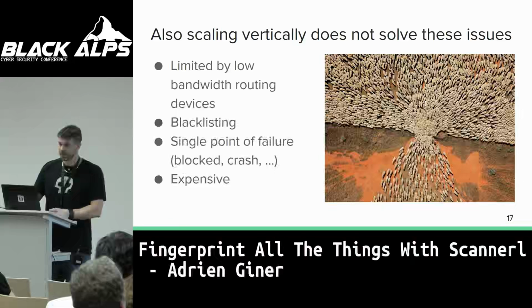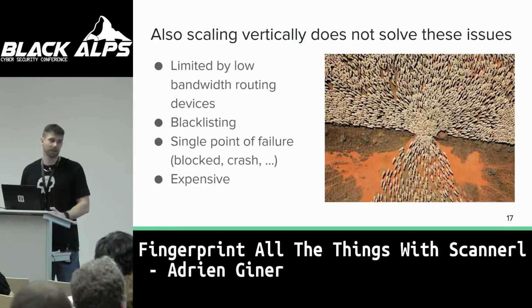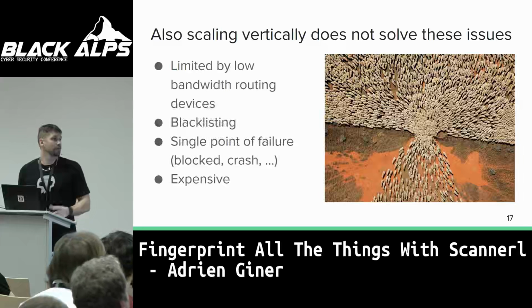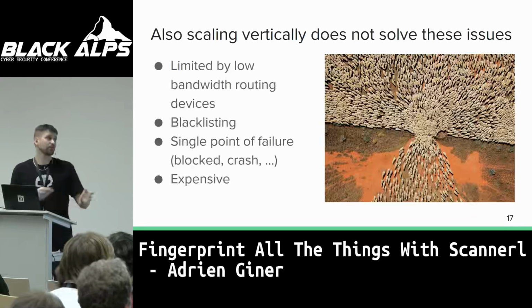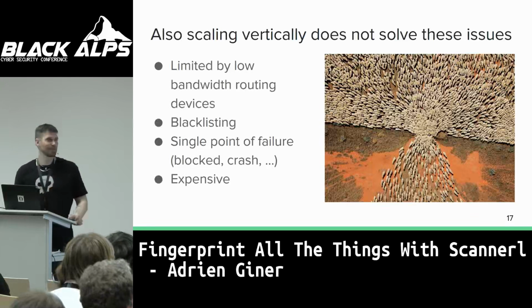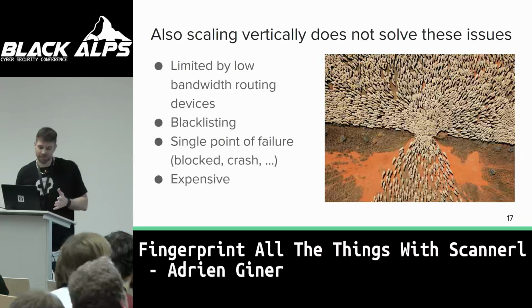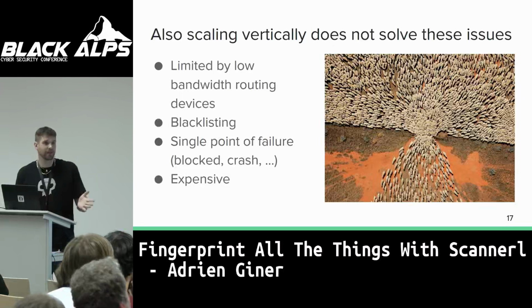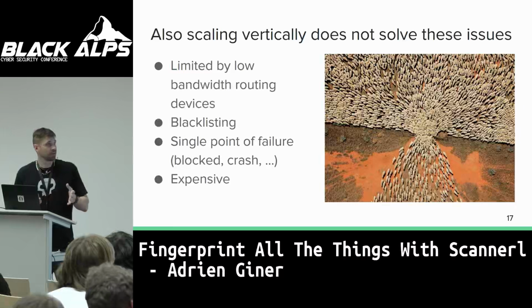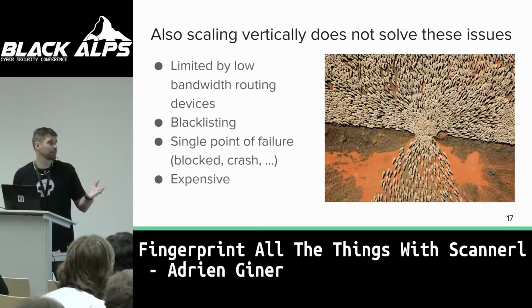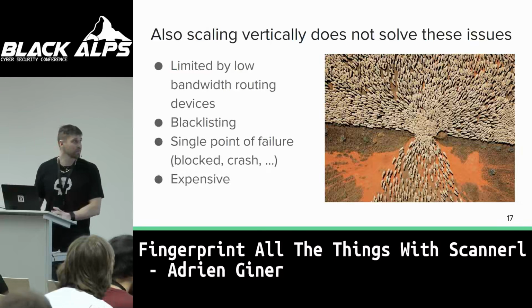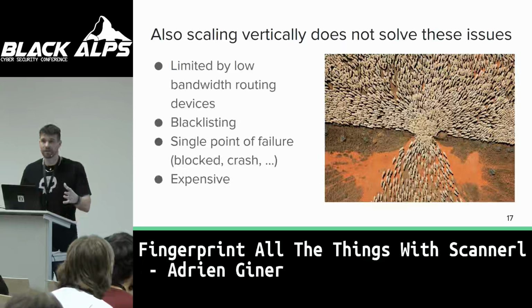Also, scaling vertically, so adding better hardware on a single machine, also has drawbacks. You'll be limited by the routing devices on the path to the target, like those poor ships there. For the record, these are ships. So the idea is that you will be sending all your packets from a single host. If it passes through a device that has a smaller pipe than yours, then you'll be blocked there. Also, you're using a single IP, so you might get blacklisted by your ISP or any other instances out there that are not happy with seeing all those packets coming from your single IP.